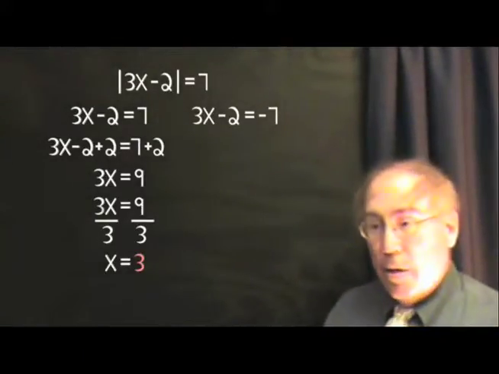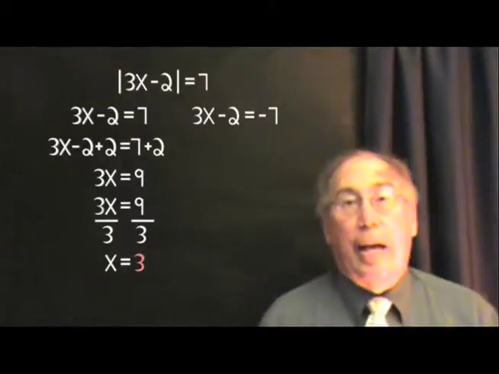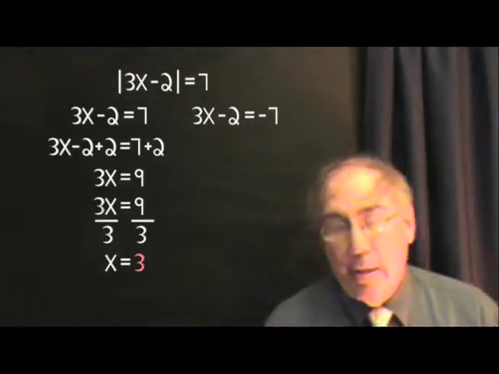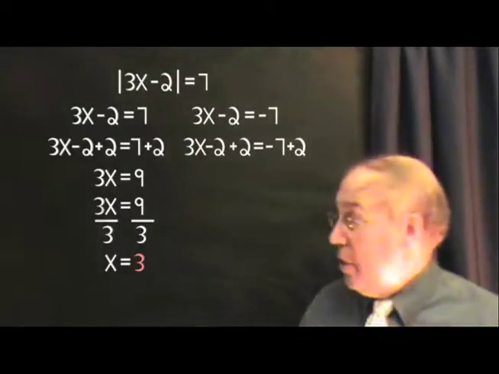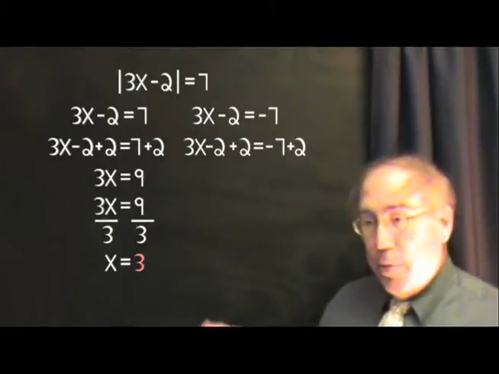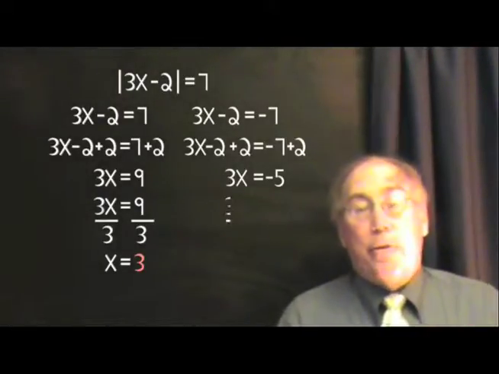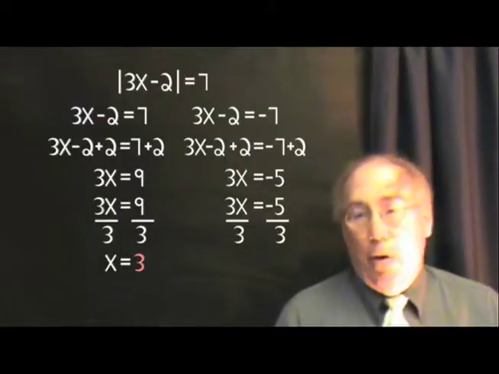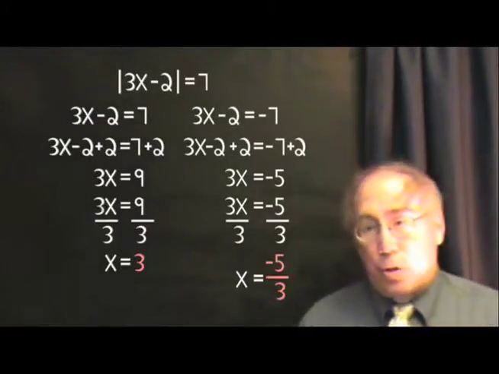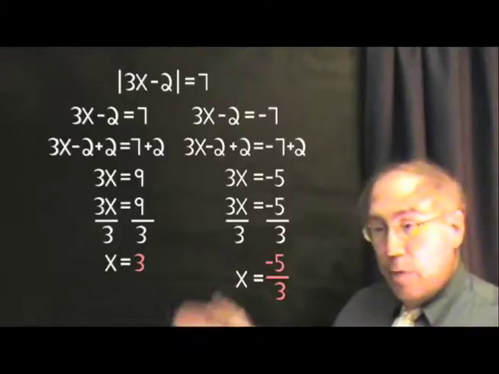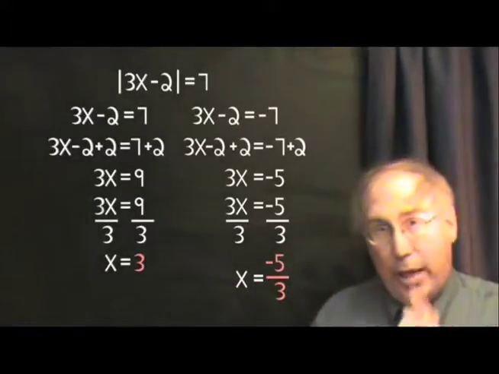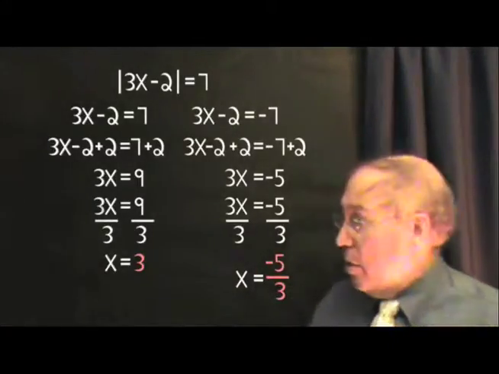Now on the right hand side here we're going to add 2 to both sides, and then we should get 3x equals -5. Divide through by 3 and we get -5/3. Those are the 2 solutions that will go in for x that will make our absolute value right.